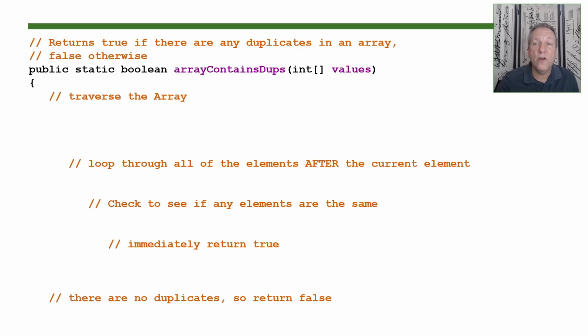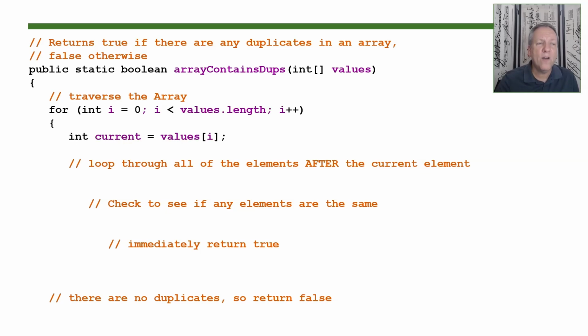So first, we know we're going to need to traverse the array. So I've got a regular for loop, i equals 0, i less than values.length, i plus plus. And then I went ahead and stored values[i] into a variable called current, just so I can keep that straight, knowing that current is the thing that I'm going to compare to all the other values in the array.